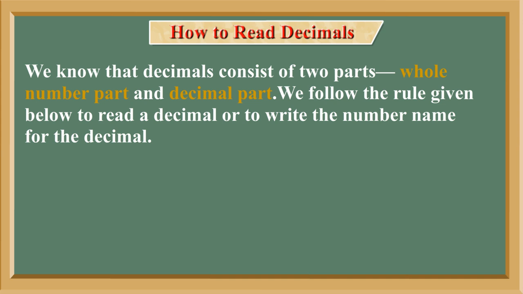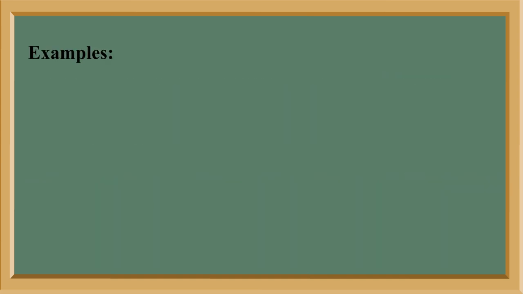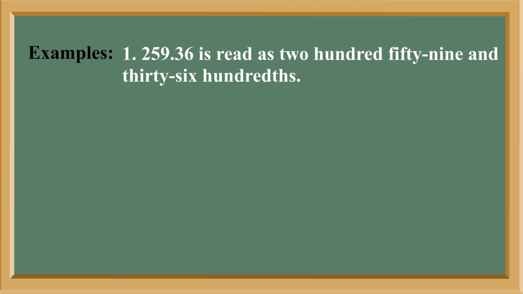How to read decimals? We know that decimals consist of two parts, a whole number part and a decimal part. We follow the rule given below to read a decimal or to write the number name for the decimal. Rule: the whole number part is read as usual. The decimal part is read as if it were a whole number, but the name of the place of the last digit on the right is attached to the number. The word "and" is used for the decimal point. Examples: 1. 259.36 is read as 259 and 36 hundredths.